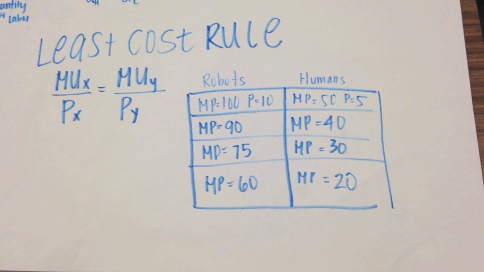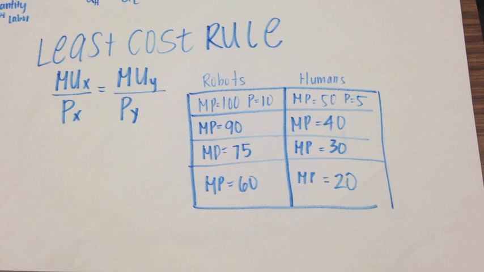If you answered 2 robots and 1 human, you're correct. So if you weren't sure how we got that answer, it's pretty simple. So here's the formula that you would use. The marginal utility over the price of a product compared to the marginal utility over the price of another product.